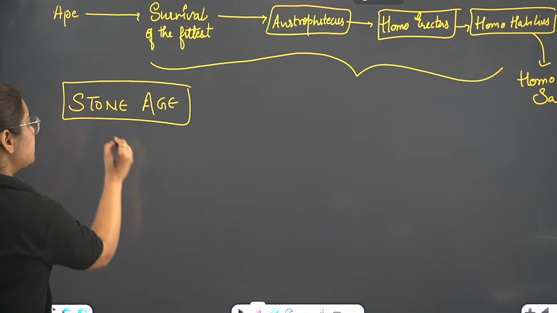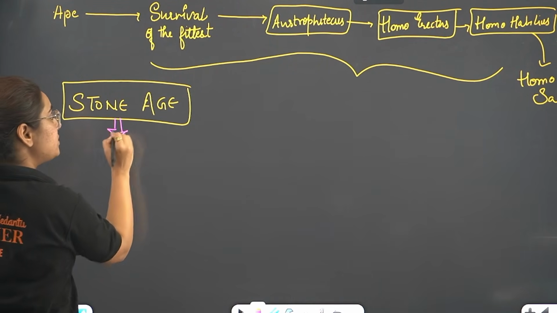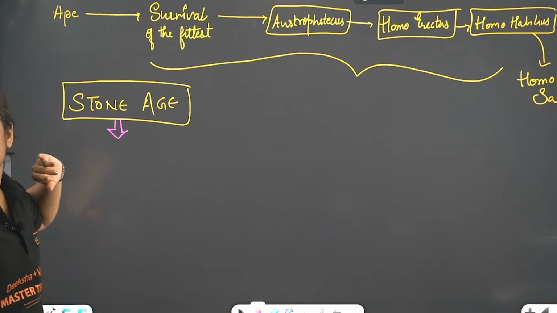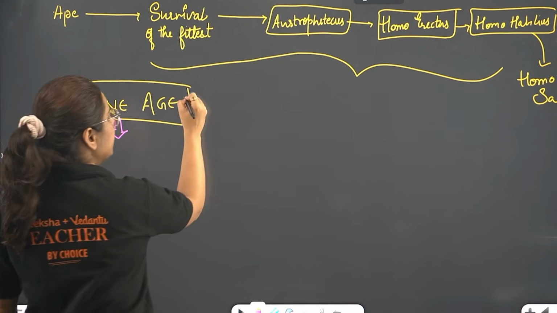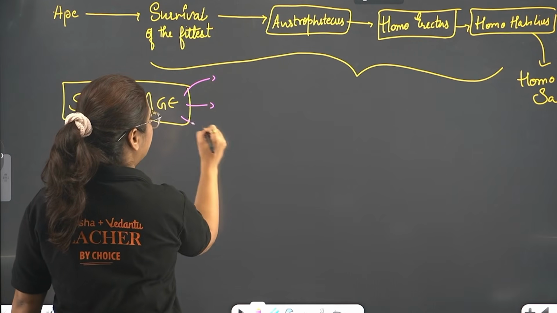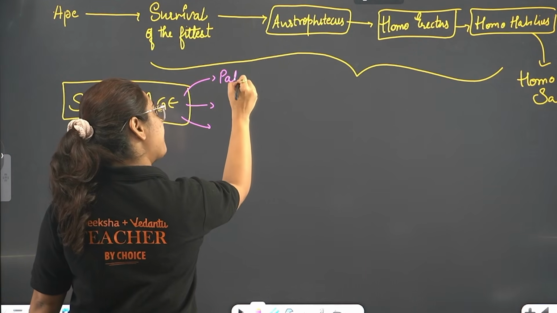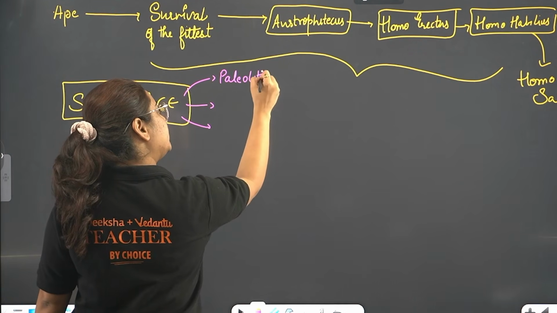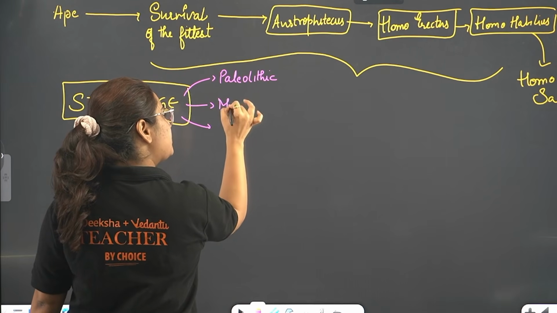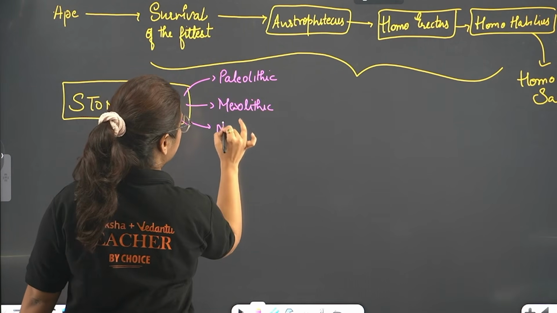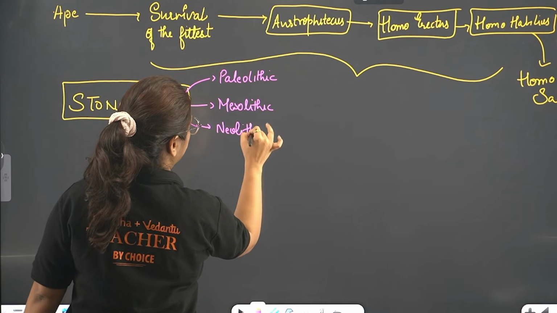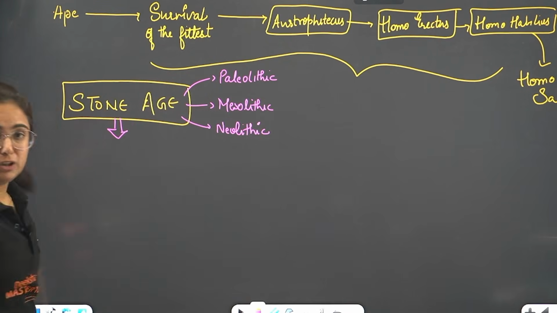The Stone Age was the age where humans knew only to use what? Stones. They made tools out of them. In this Stone Age, there were three ages. What were they? Paleolithic, the Old Stone Age, then Mesolithic, the Middle Stone Age, and then Neolithic. Pay attention to that.